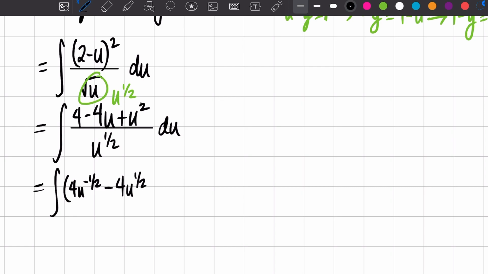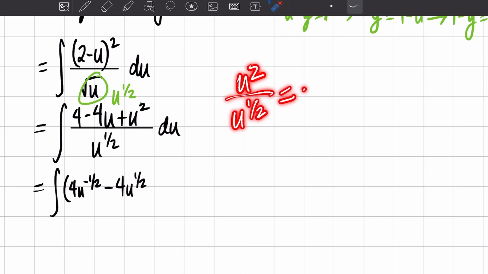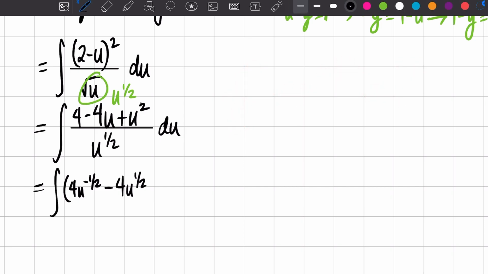And for the other one, you have u squared all over u raised to 1 half. So that's u raised to 2 minus 1 half, which is u raised to 3 halves. So you have u raised to 3 halves du.